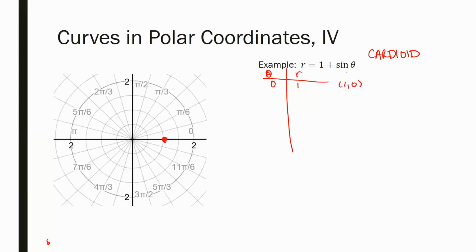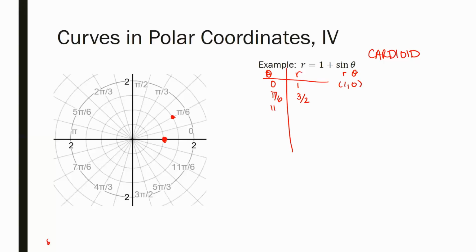Remember, that's the weird thing about polar coordinates: even though we think of our inputs as thetas, when we write the points out, we tend to write the r first. Distance first, then rotation. If I put in pi over 6, I'm getting 1 plus a half, which is 3 halves. So I end up here.